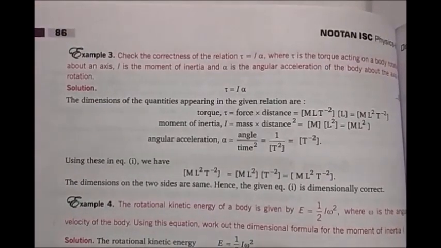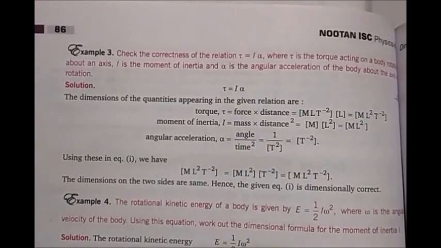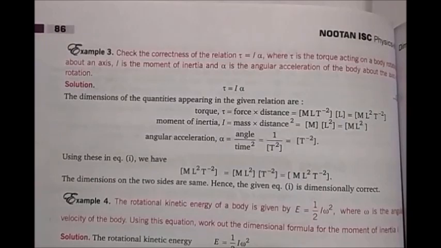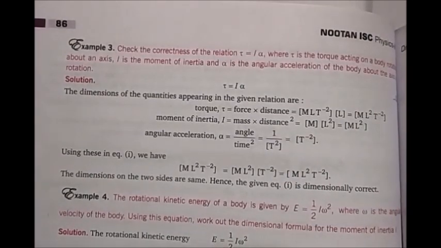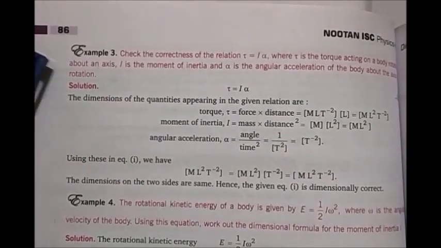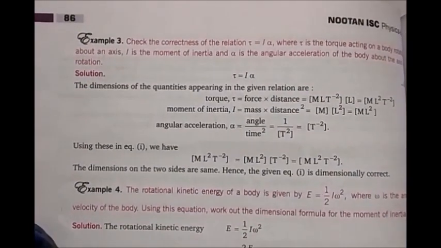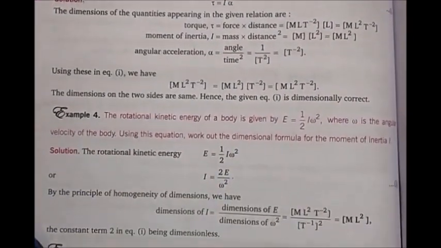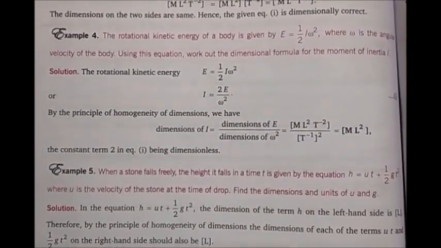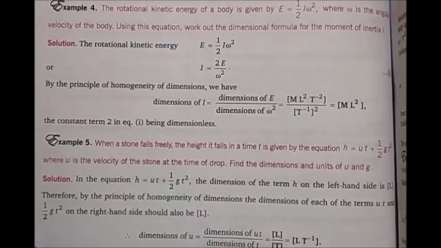So what we're going to do today is see some of the example questions in the book. So turn to page number 86. From page number 86, examples number 3 and 4 could be done easily and you would have done them also. Now we are going to see example number 5.